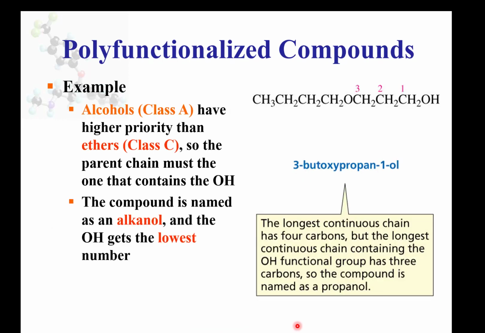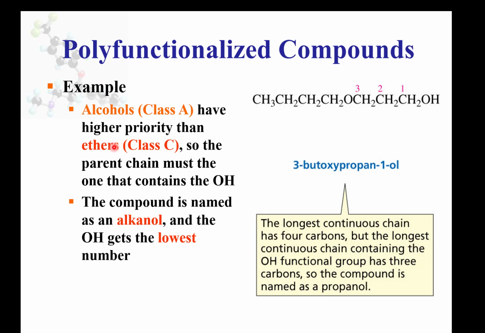Now let's talk about polyfunctionalized compounds having functional groups from different classes. For example, this particular compound. Here we have two functional groups. OH, that means it's an alcohol, and also here, this is an ether, ROR. Now, alcohols belong to class A, and ethers belong to class C. So, class A, the alcohol, has higher priority than an ether.